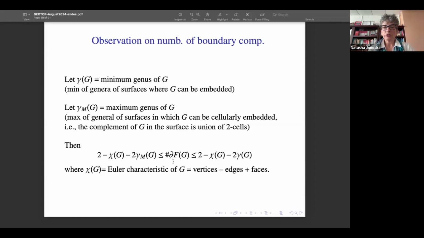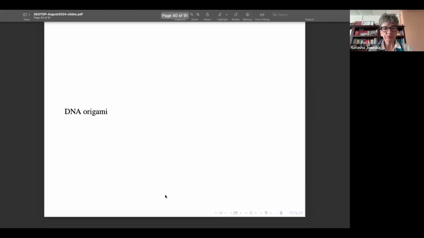And actually it also goes by parity, right? This number can be either all evens or all odds. The change of the number of boundary components. Okay, I go into a new topic now about DNA origami.